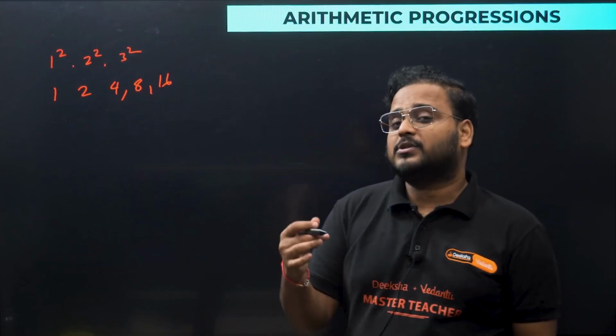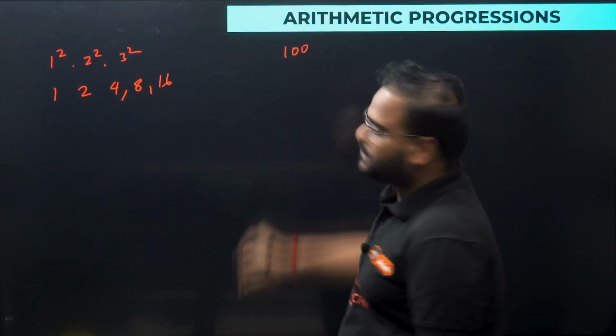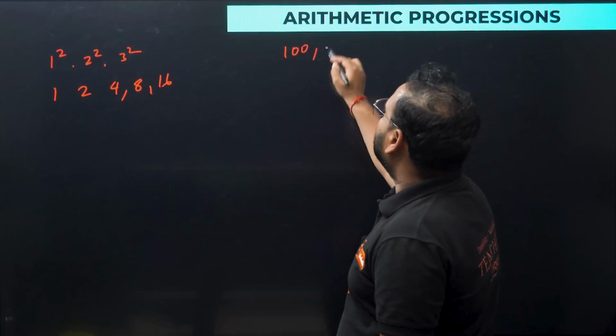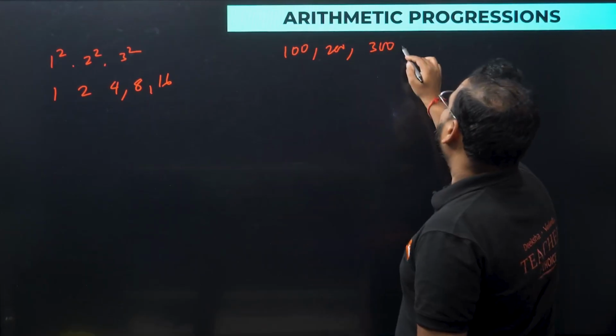But if he wants to do something interesting, the first month he saves 100 rupees. Next month he saves 200 rupees. The third month, 300 rupees, and so on.